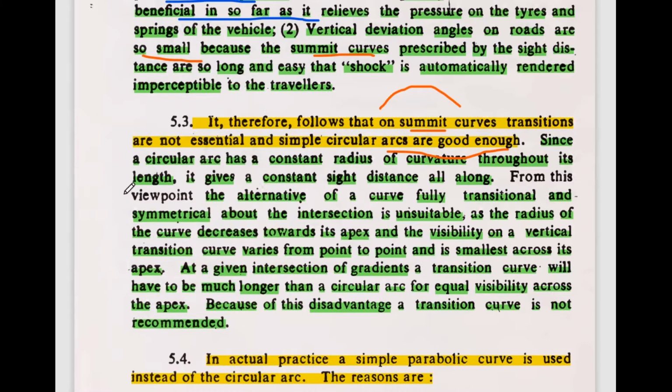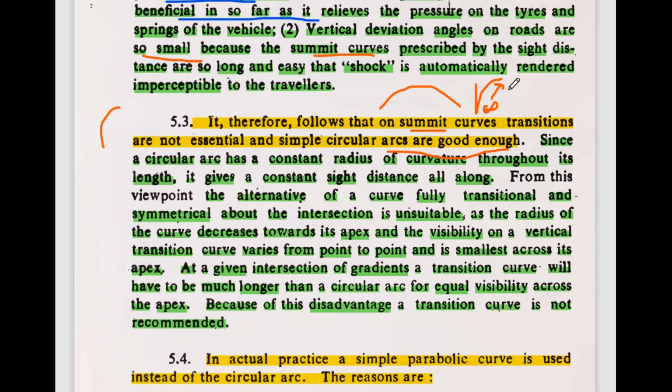And in this paragraph they have also mentioned one disadvantage regarding the transition curve. So basically what are transition curves? Transition curves are the curves where the initial radius is infinity, and across the curve the radius decreases. So this is the specialty of the transition curve. Generally we provide the transition curve for the horizontal curve, but in the case of a summit curve, there is no need for a transition curve.